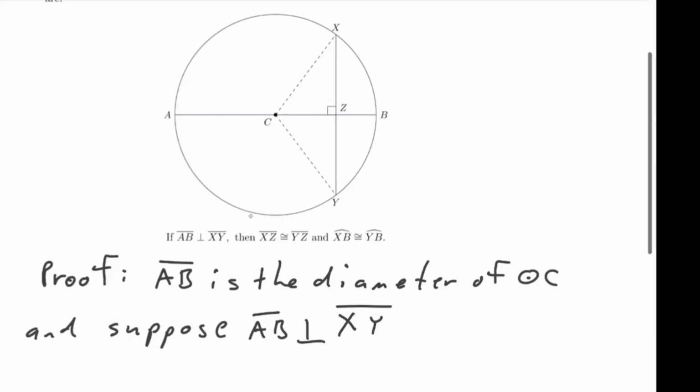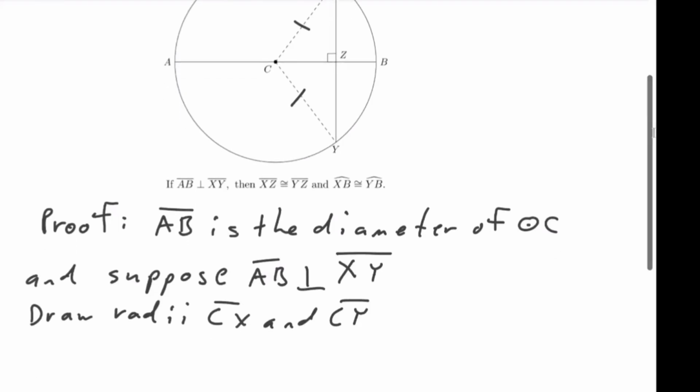As you can see in this picture, I drew these radii CX and CY. So draw radii CX and CY. And what that does is, of course, since they're radii, we know both of them are congruent. So look at what we have here. We have two right triangles where their hypotenuses are congruent and they share the leg CZ. So by the hypotenuse leg theorem, I know this triangle is congruent to this triangle. So let's go ahead and go down.